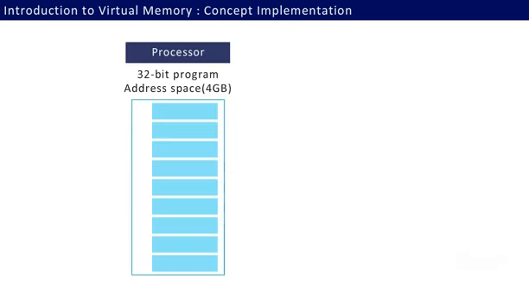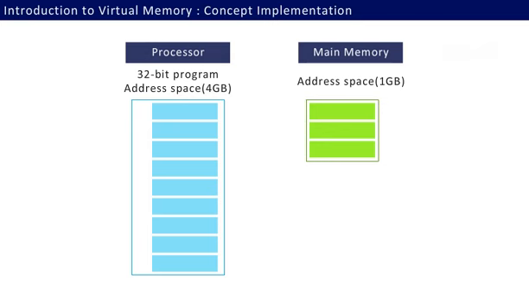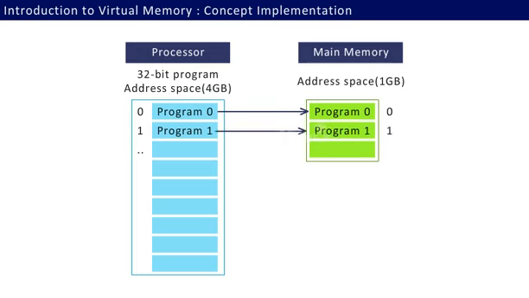Consider a processor that issues 32-bit addresses, an addressable space of 4 gigabytes, and a RAM of 1 gigabyte. A program arrives to be processed and the processor starts computation. The address 0 is directly mapped over to address 0 in RAM, 1 to 1, and so on.